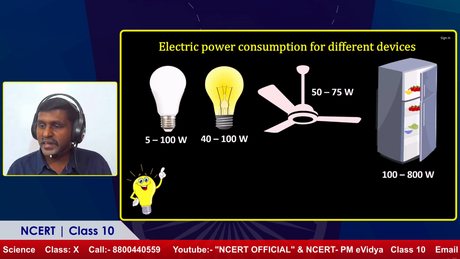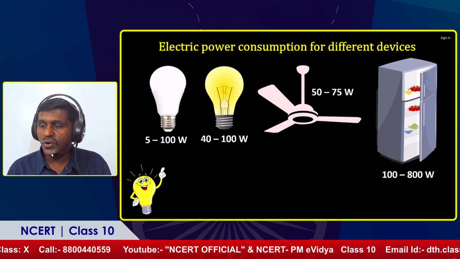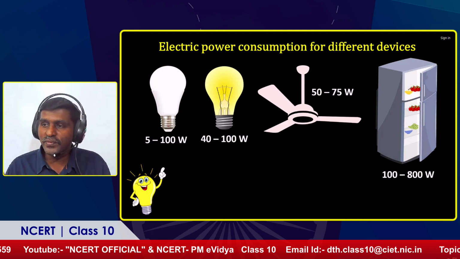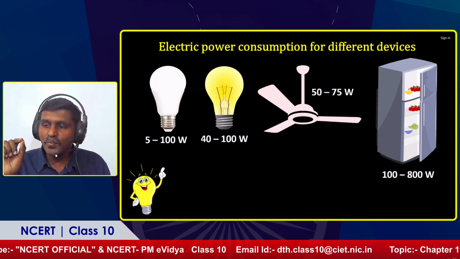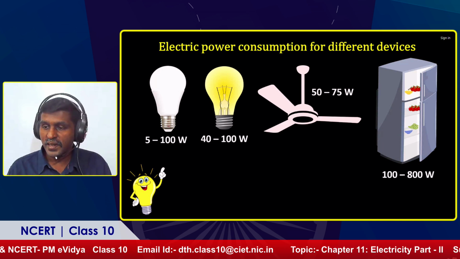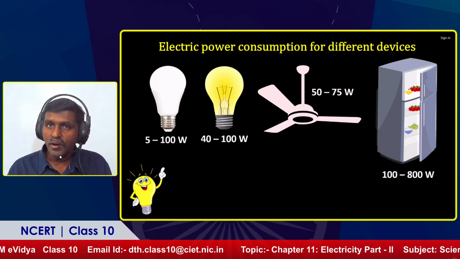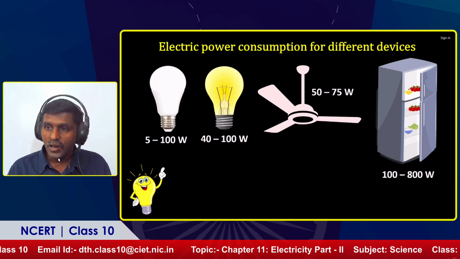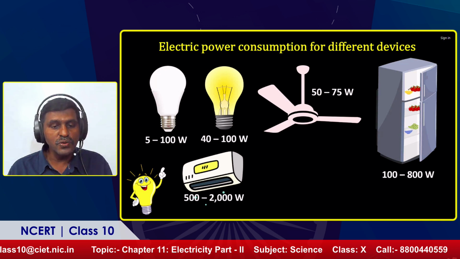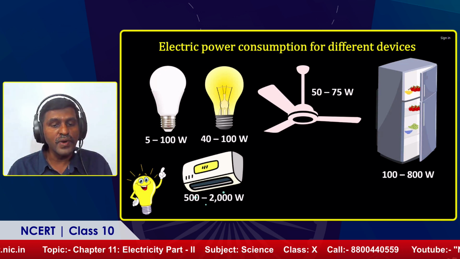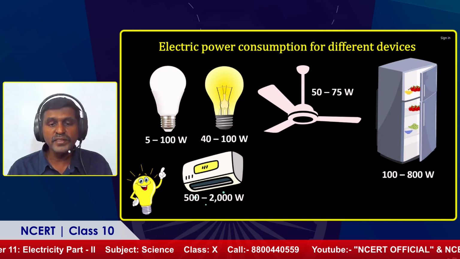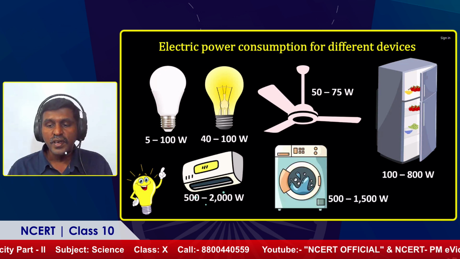A refrigerator is around 100 to 800 watts. So when you go and purchase a refrigerator, you have to look at the power. What is the power rating of the particular refrigerator? You have to compare and buy the one with lower watts. Similarly, an AC is around 500 to 2000 watts. It consumes more power, more energy. It needs more energy to run.